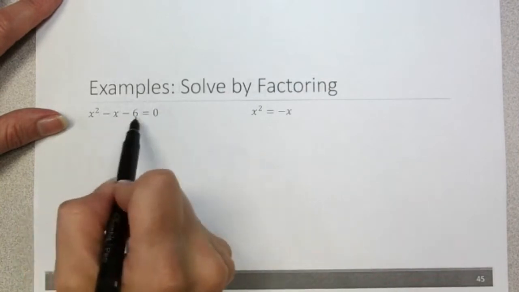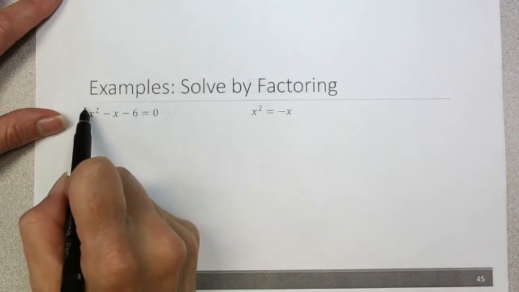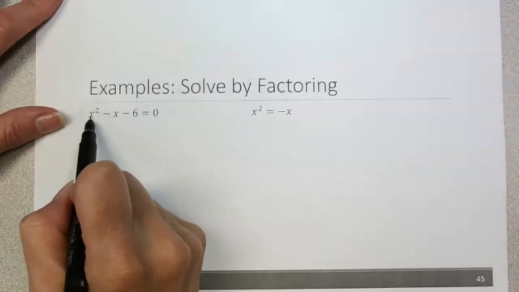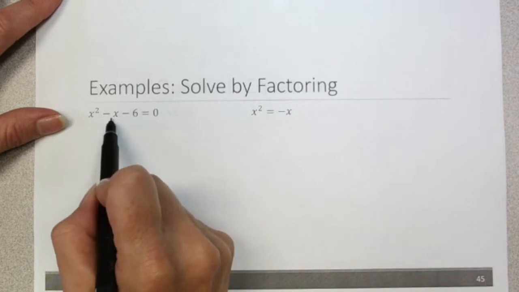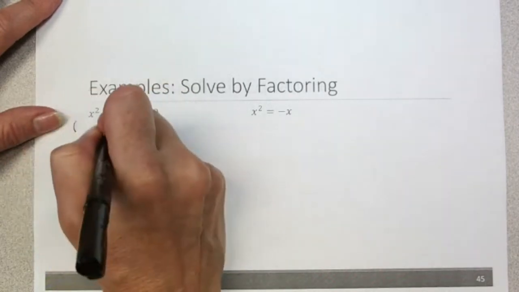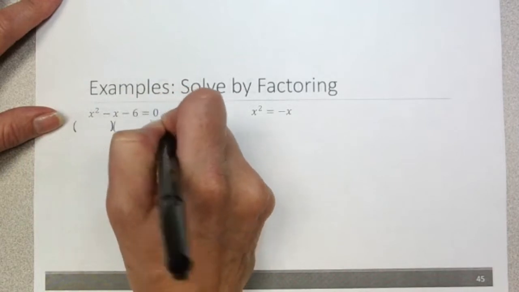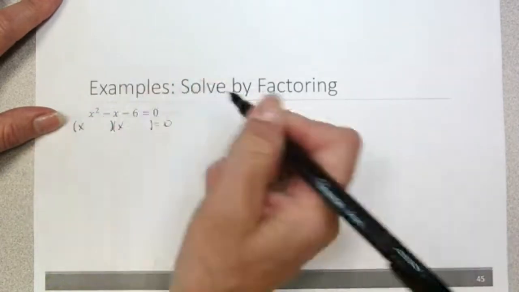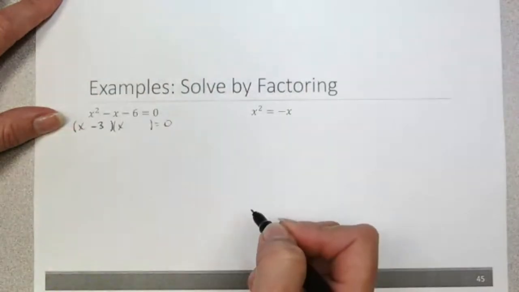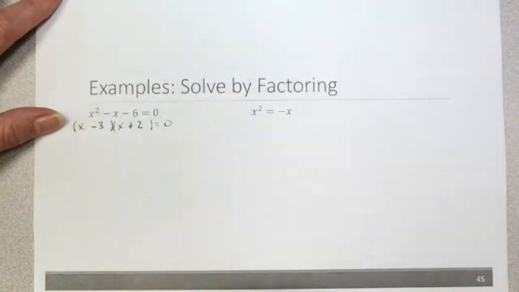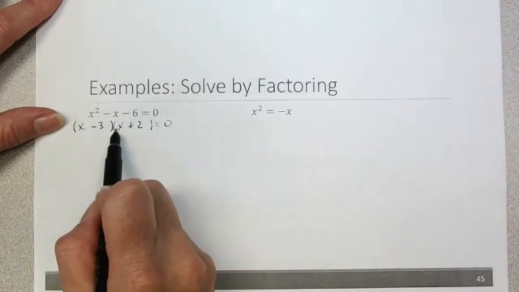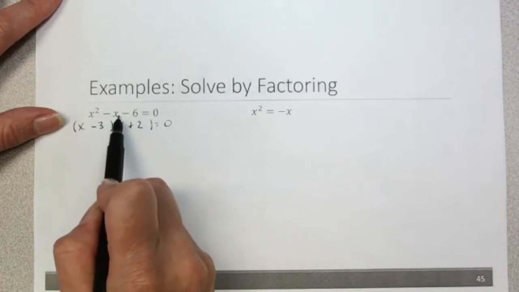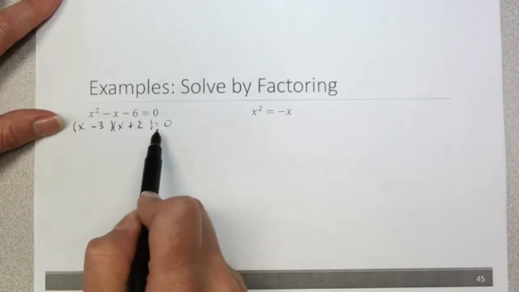This is a trinomial that has a leading coefficient of 1, or just x squared as its first term. So all we need to do to factor that is look for factors of -6 that add to -1. The factors of -6 that add to -1 are going to be -3 and +2. -3 times +2 is -6. Then -3x plus 2x is going to be -x. So there's my trinomial factored.